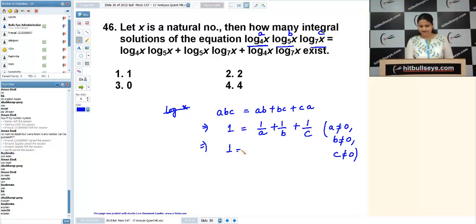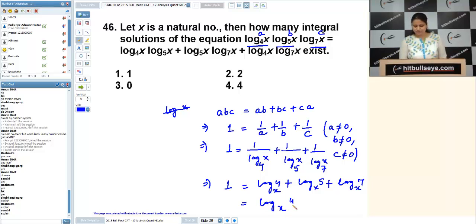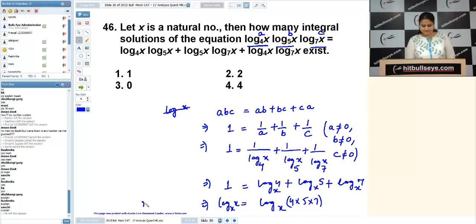Now once again I'm putting values. So I'm getting 1 upon log x with base 4, 1 upon log x with base 5, 1 upon log x with base 7. Now applying log property, I'll get this thing. Now by using this trick, we are getting same bases. Whenever you have same bases, you can combine logs. Now again one more property, this is 4 into 5 into 7. Now I think 1 can be written as log x base x. Since both sides we have same base, simply we can say that x is equal to 4 into 5 into 7. That is the only possible solution for this.